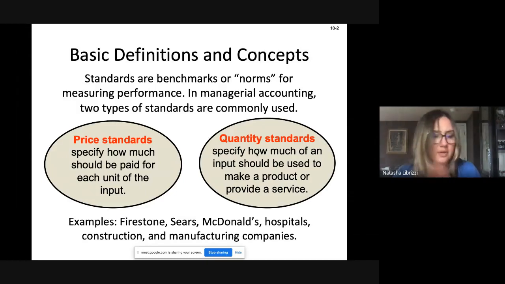Quantity variance. Love talking about this. And let's see how prepared I am. Not too prepared, but we're good.